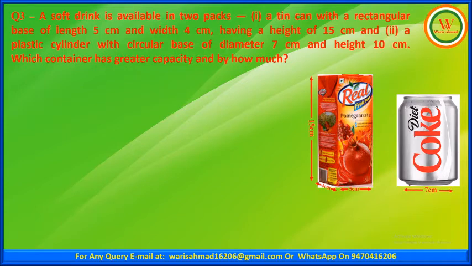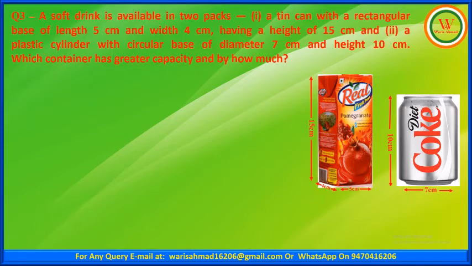Diameter of the base is given 7 centimeter, while the height is given 10 centimeter. Now we have to find out which container has greater capacity and by how much. So for that, first of all, we have to find the volume of the first container. Then we will find the volume of the second container. After that, we have to compare both the volumes. Then we can decide which container has greater capacity and by how much.